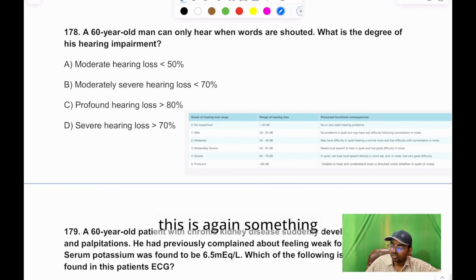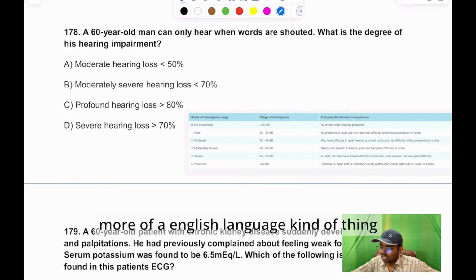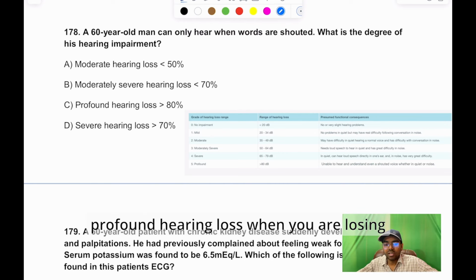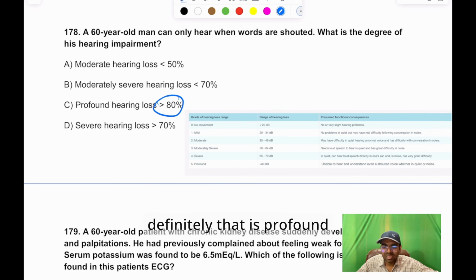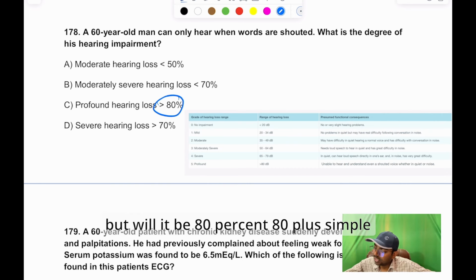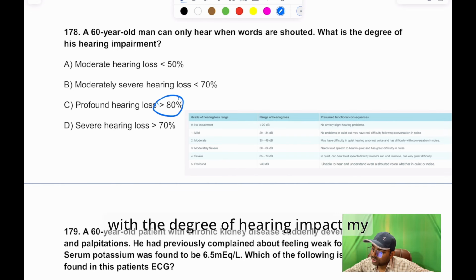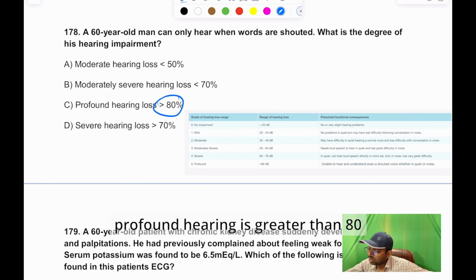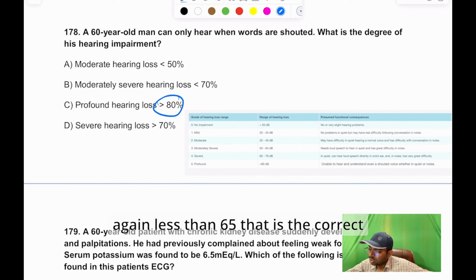Moderate hearing loss, this is again something more of an English language kind of thing. See, they are telling you percentage. Profound hearing loss, when you are losing 80%, then definitely that is profound. But will it be 80%, or 80 decibel? What is the degree of hearing impairment? Severe hearing loss is greater than 70%. Now false. Profound hearing loss is greater than 80%. Moderately severe hearing loss is again less than 65. So that is the correct answer.